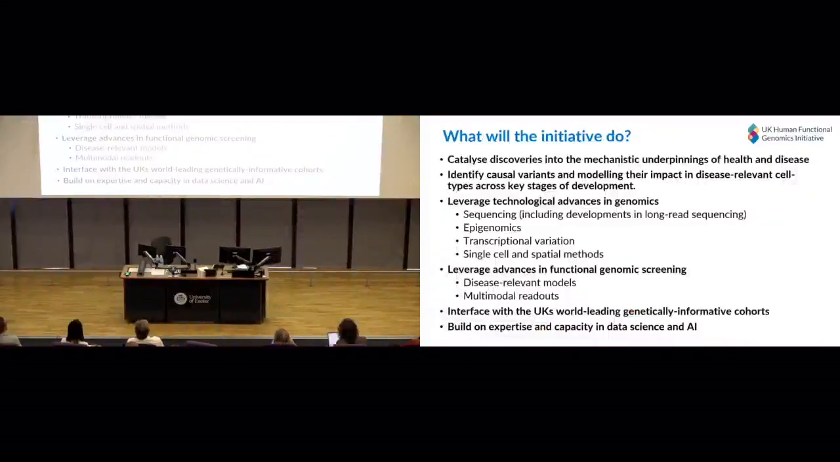So what will our initiative do? Well, our goal is quite simple. It's to catalyze discoveries into the mechanistic underpinnings of health and disease. We want to identify causal variants, model their impact in disease-relevant cell types, and do that in relevant cell types and at key stages of development.